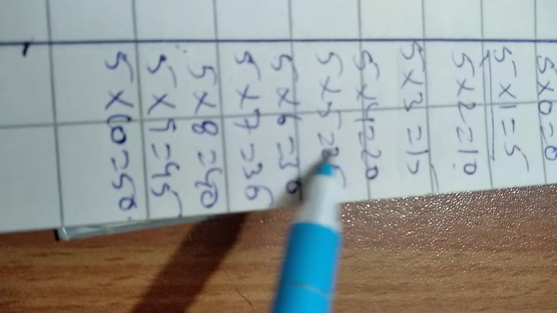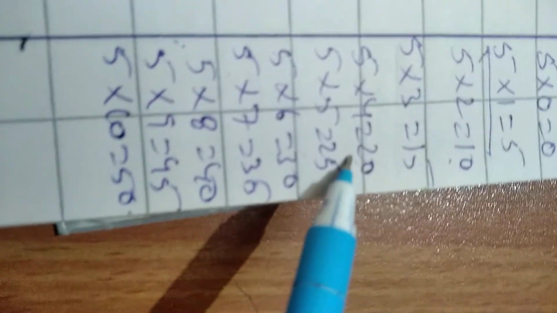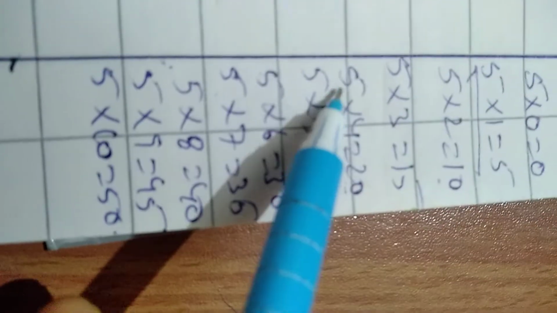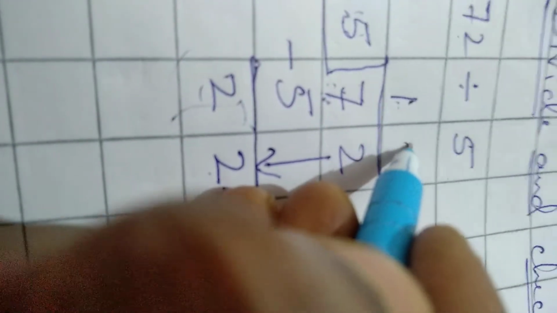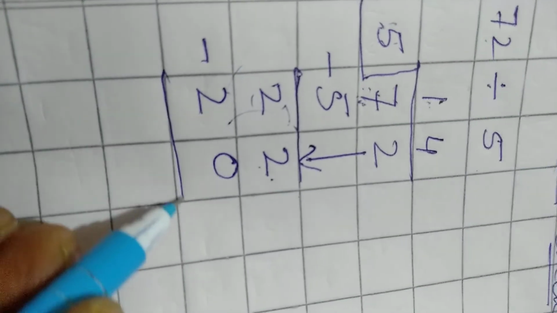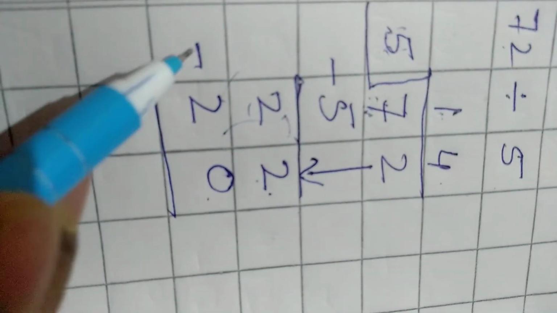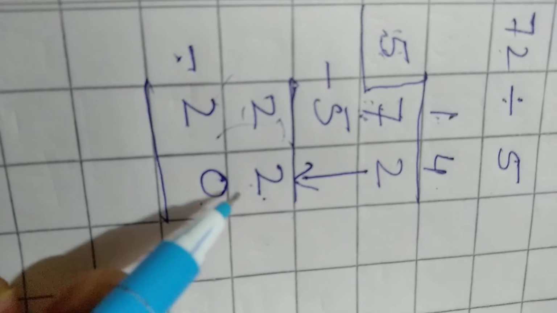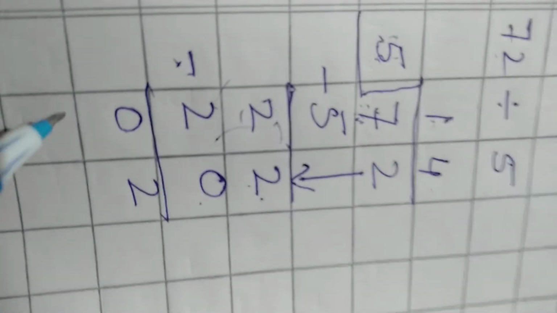But 25 is more than 22, so you cannot take this. 20 is very near to 22, and smaller also, so you will take 5 fours are 20. Here you will take 5 times 4 is 20. Again subtract. Okay, we have divided, 5 fours are 20 multiplied. Subtract. Okay, 2 minus 0 is 2 and 2 minus 2 is 0.